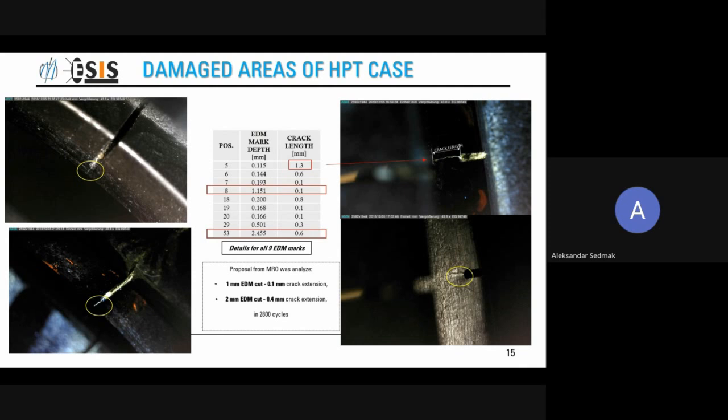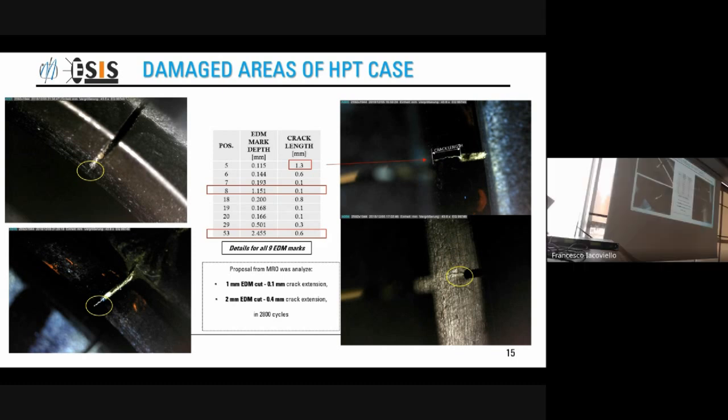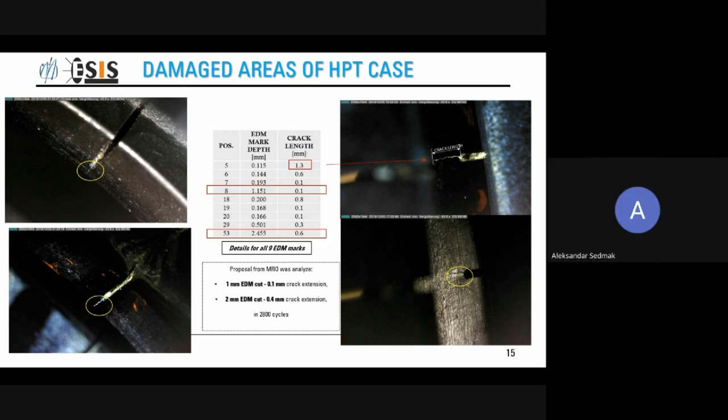But then after 2,700 or so cycles, when this component came back to the workshop, they discovered cracks. In each case of these EDM marks, there were cracks. And you can see the sizes. The biggest one was 1.3 millimeter. So that was quite an experience. You made scratches, and then after a number of cycles, you get cracks.